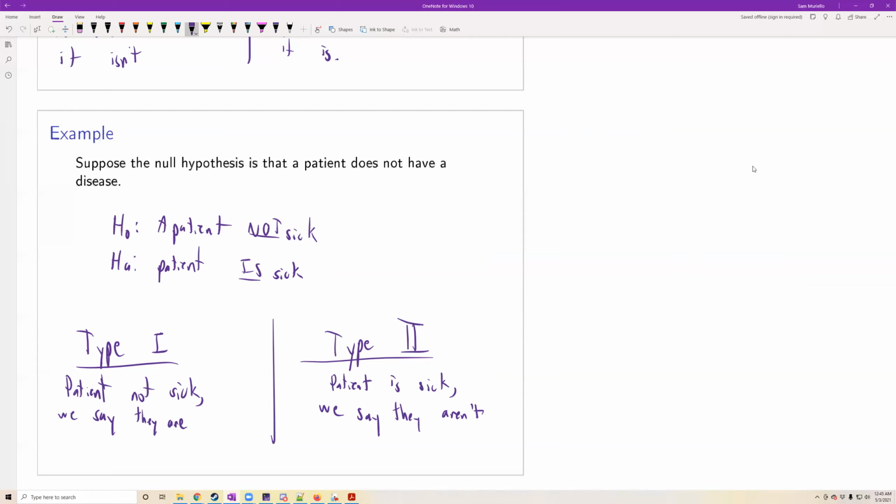The larger that your alpha level is, the more chance of type 1 error, but less chance of type 2 error. Normally, we'll give you an alpha to work with, but it's something to think about if you were setting up a test of how large you would want your alpha to be.